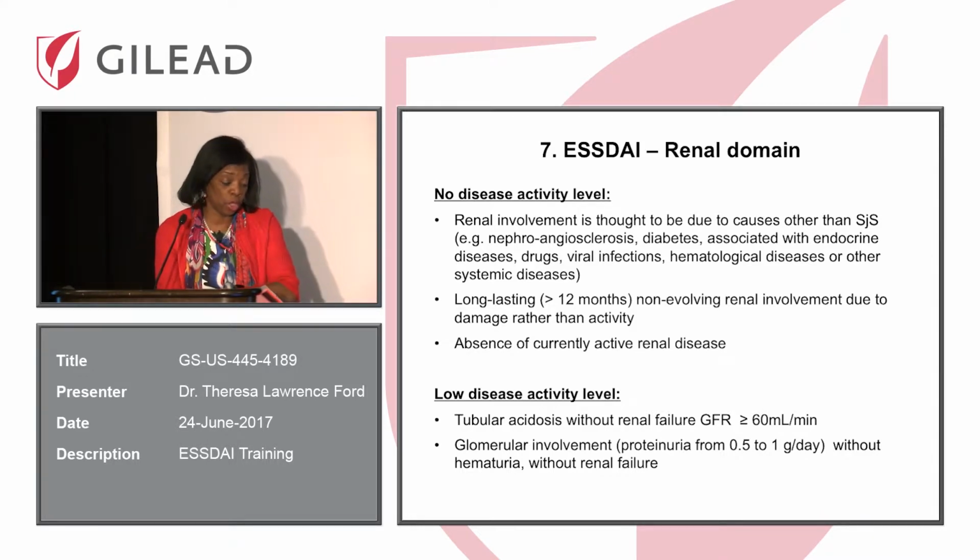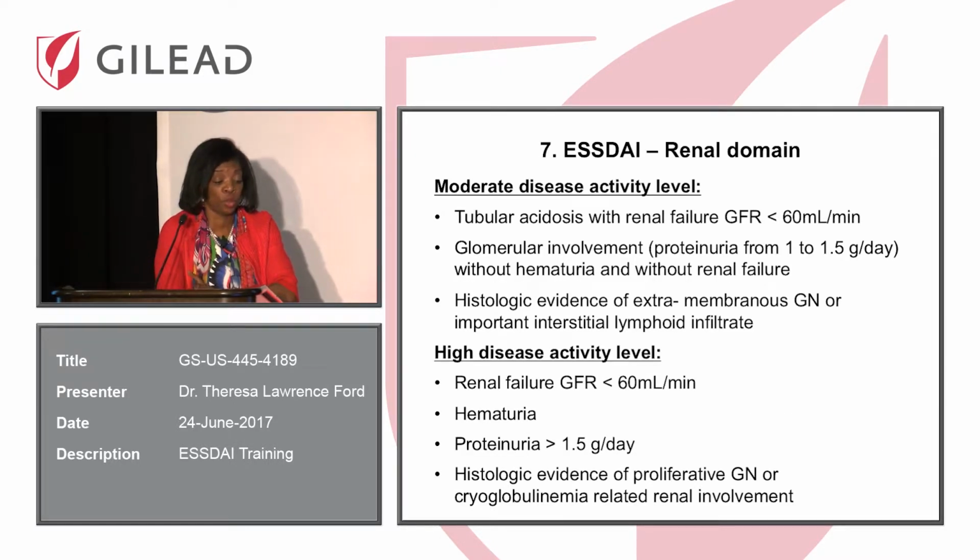Then we step up to low disease activity if there is tubular acidosis without renal failure, so the GFR estimated to be greater than 60, glomerular infiltrate with proteinuria 0.6 to 1 without hematuria, without renal failure. Moderate steps up to tubular acidosis with renal failure, and here our GFR decreases beneath 60 cc's, and the glomerular involvement increases 1 to 1.5 a day, no hematuria, no renal failure, with histologic evidence, and that's always a help. If you have a biopsy, it's going to help you immediately.